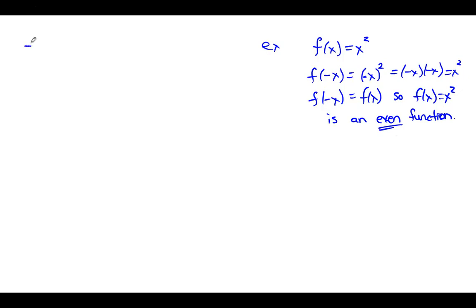What about this example here? A function like this. Is this even or odd? Yes? Why? Yes, in the back? It'll be odd because of the x to the power of 5. Right, yeah.